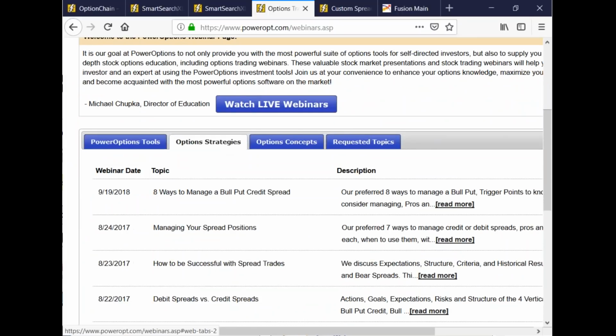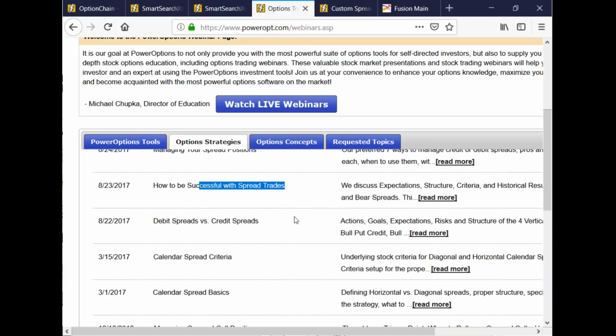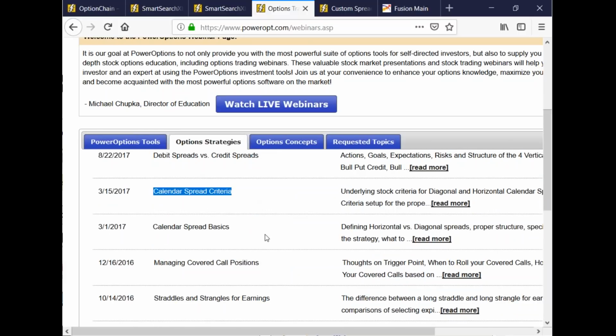Under the Options Strategies tab, you see things such as 8 ways to manage your bull put spreads, how to be successful with spread trades, calendar spread criteria, and calendar spread basics. Although we just spent the last 25, 30 minutes or so reviewing what I would look for in a diagonal, what I would like to see, what I would consider in a horizontal, although I will be honest, I don't trade them, but with that structure, I know I'm going to be pretty much right at the money, and I still want likely 3 to 4 write cycles, if not more. And even if I'm selling weeklies, I still probably want to be 4 to 5 weeks out in time. Okay? But I'll look for that other criteria as well.